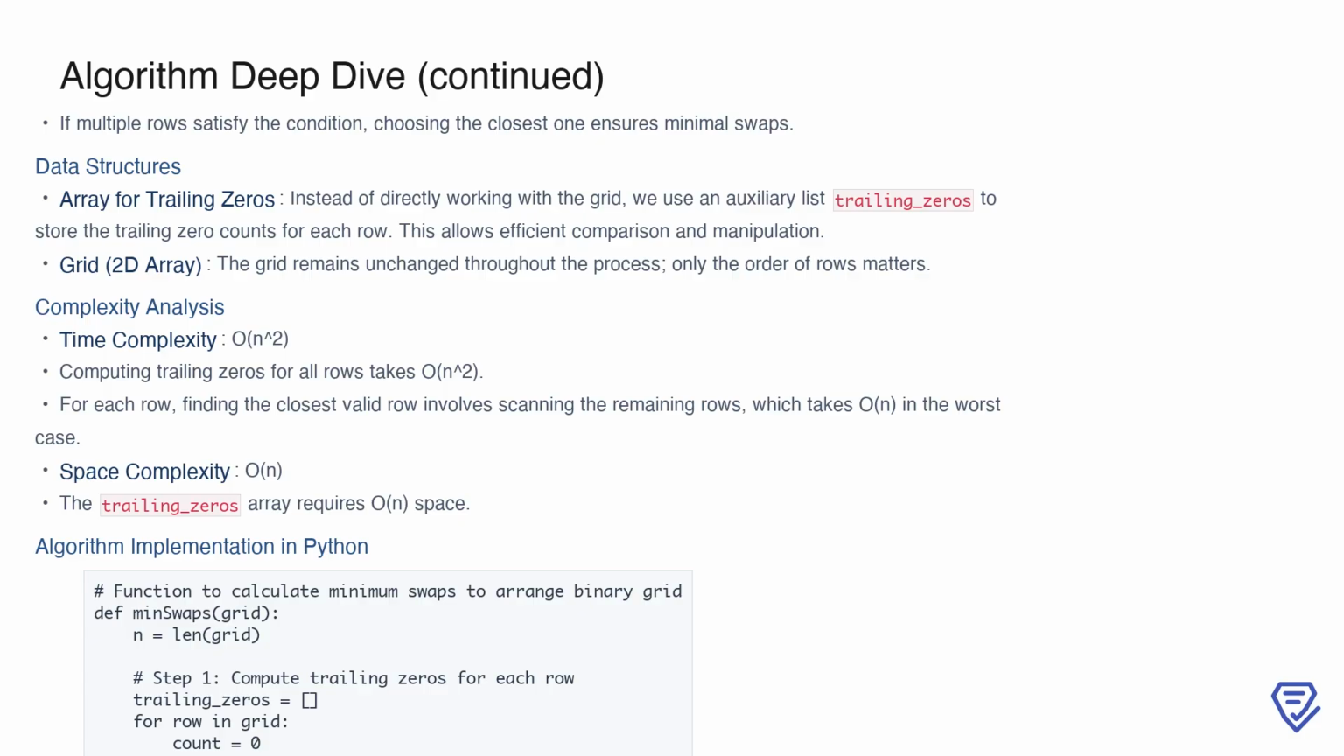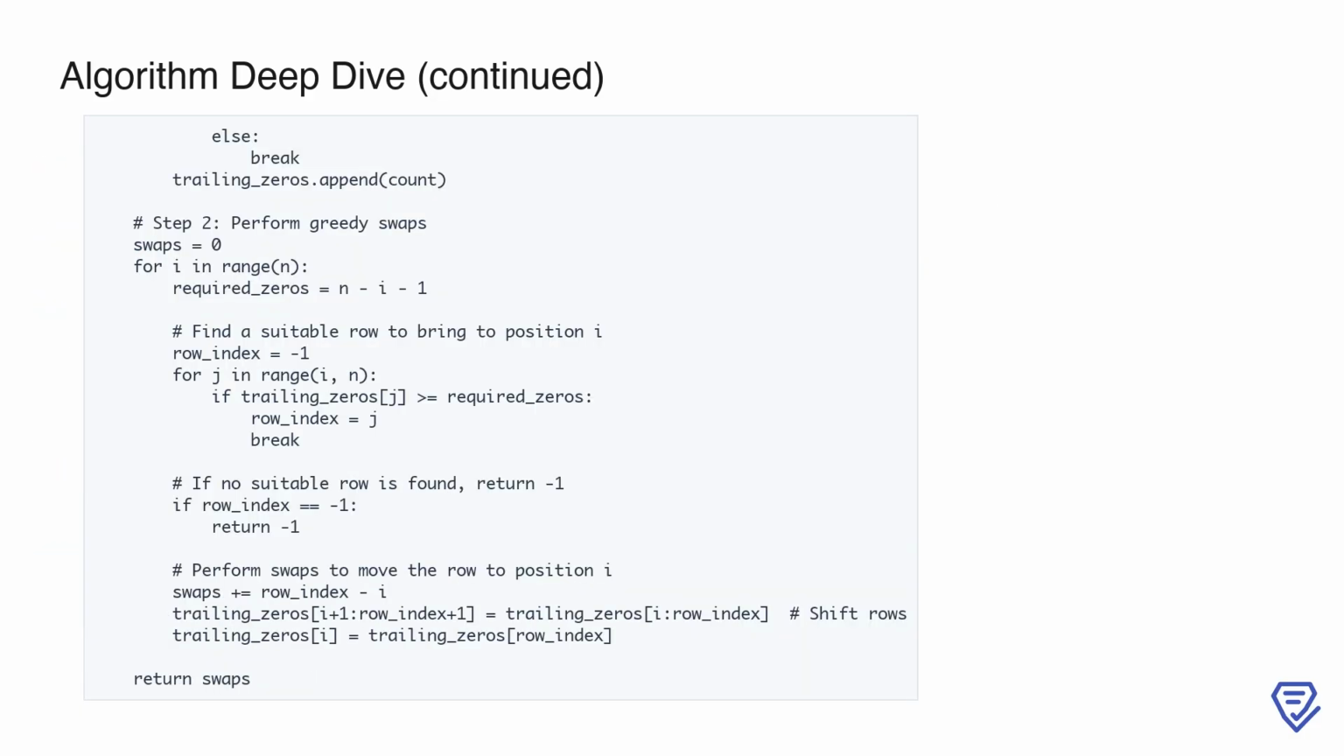structures. The implementation begins by calculating the trailing zeros for each row. For each row in the grid, we count zeros starting from the rightmost element and stopping as soon as we encounter a 1. These counts are stored in the trailing_zeros list. Next, we iterate through the rows to perform the greedy swaps. For each row at index i, we calculate the required number of trailing zeros as n - i - 1. Then, we search for the closest row below or at the current index that meets this requirement.